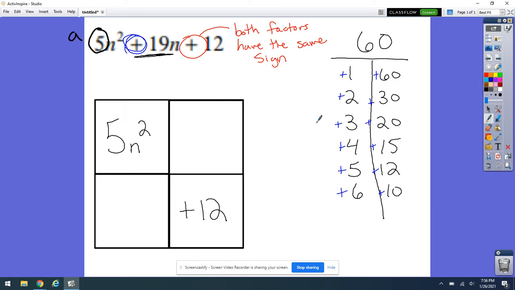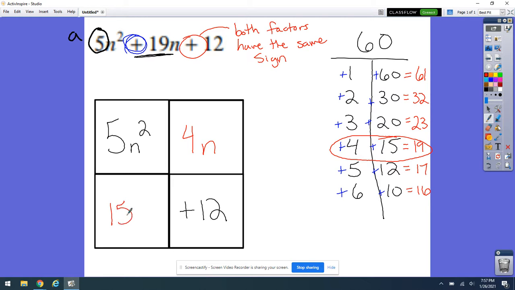So just like the previous examples, you're trying to figure out which pair can add up to give you 19 in our case. So if I figure this out, 1 plus 60, that's 61. 2 and 30, that's 32. 20 and 3, that's 23. 4 and 15, that's 19. 5 and 12, that's 17. 6 and 10, that's 16. So out of the ones that we have, this is our perfect match here. So I'm going to set it up as 4n and 15n.